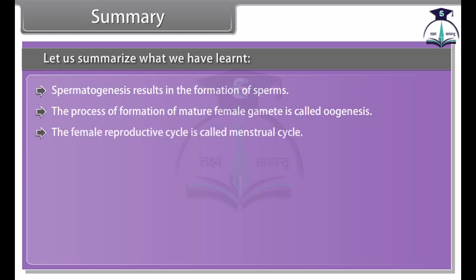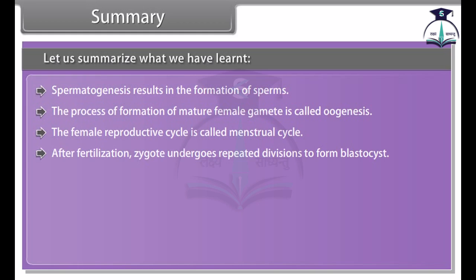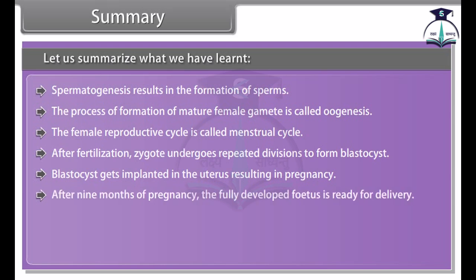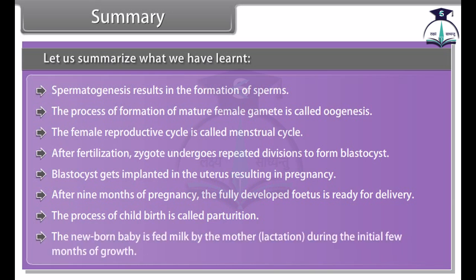The female reproductive cycle is called menstrual cycle. After fertilization, zygote undergoes repeated divisions to form blastocyst. Blastocyst gets implanted in the uterus, resulting in pregnancy. After 9 months of pregnancy, the fully developed fetus is ready for delivery. The process of childbirth is called parturition. The newborn baby is fed milk by the mother, or lactation, during the initial few months of growth.